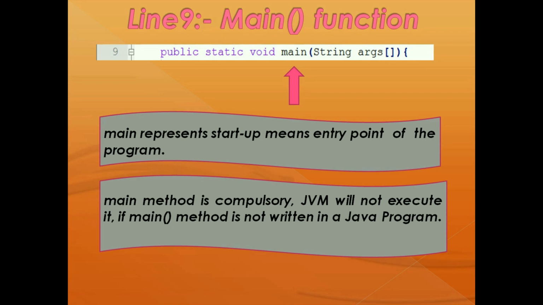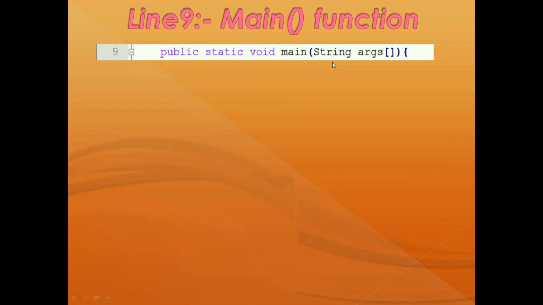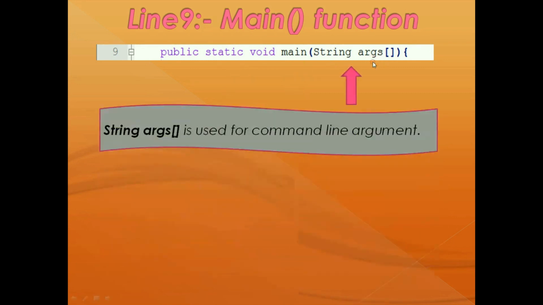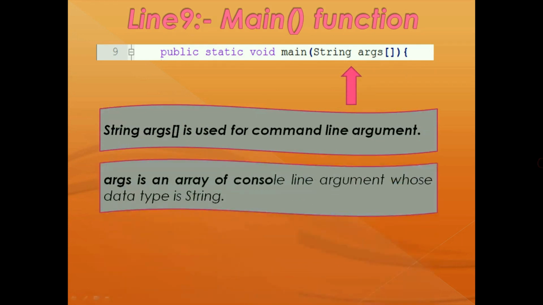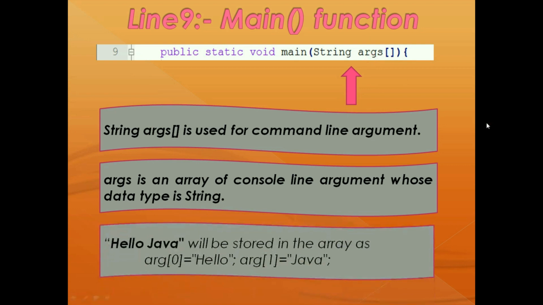We can see that inside the main method we have a parameter, String args. It is useful for command line arguments. Args is an array of command line arguments whose data type is String. In this array, we can store various string arguments by passing them at the command line. For example, suppose we are passing hello Java, then it will be stored in the array: hello will be stored at index 0 and Java will be stored in args at index 1. So this is all about the main function.